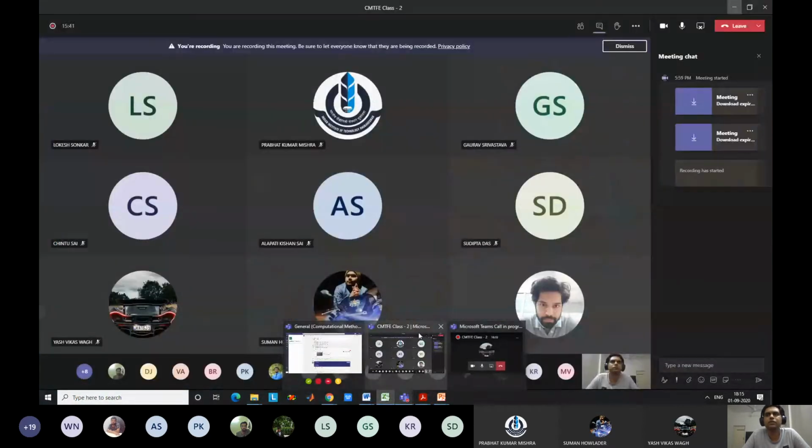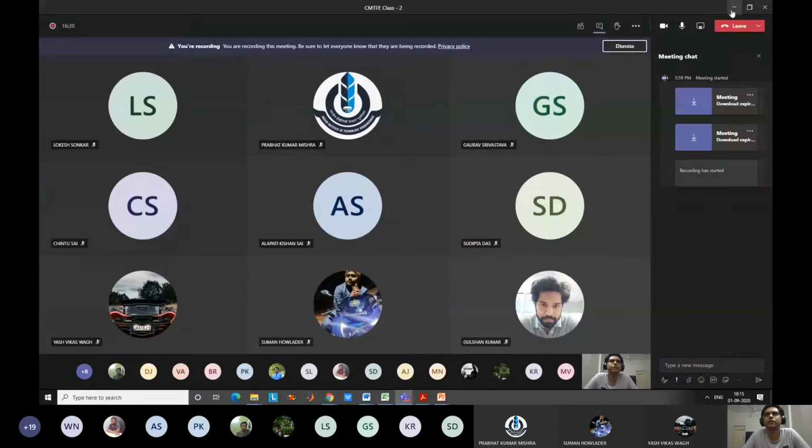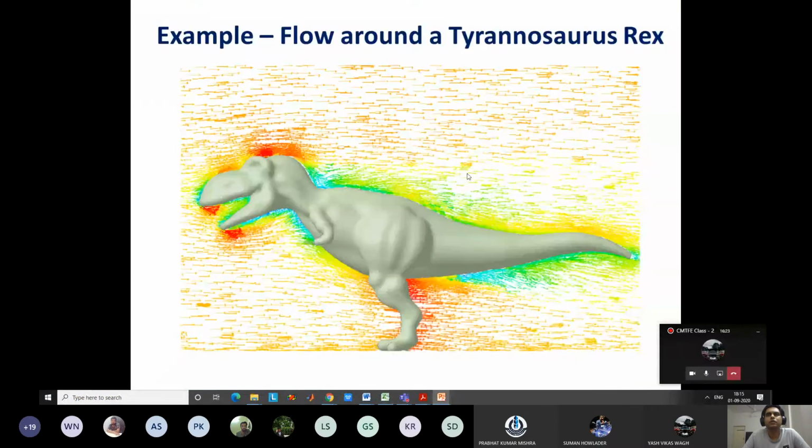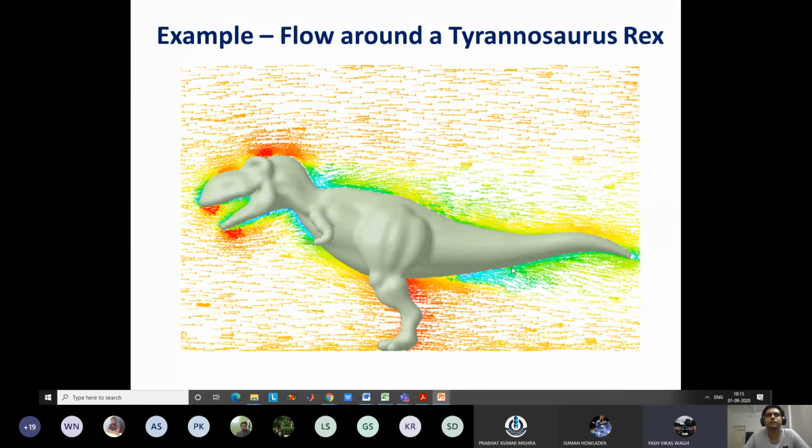Let us check again. Still it is going on. You can still see the slides. Can you see the slides? Yes, sir, we can see the slide.